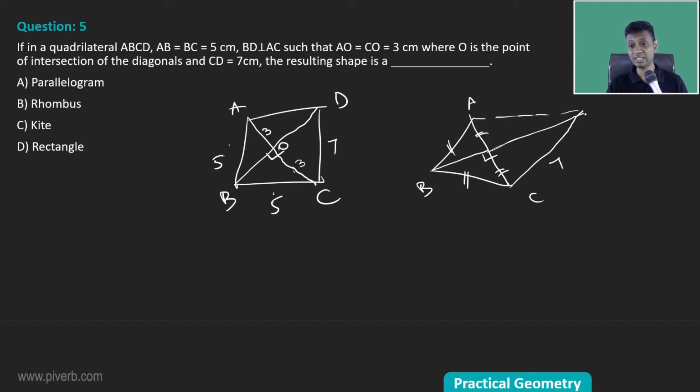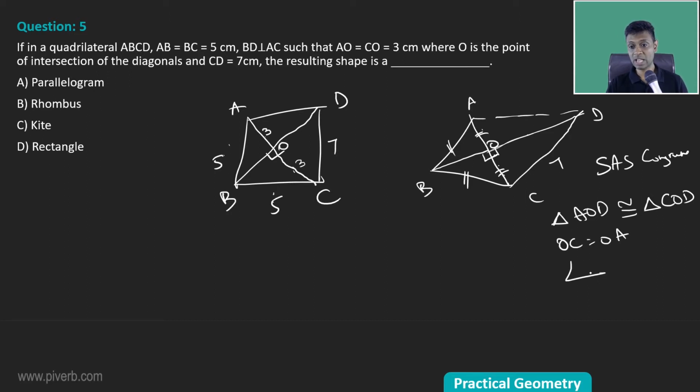So imagine triangle DAO and DOC. One angle is 90. These two are equal. OD is common. So by SAS congruence, we can say triangle AOD is congruent to triangle COD. Side angle side. OC equal to OA. Angle COD equal to angle AOD. And OD is common. So these two triangles are congruent, so we have these two are equal, these two are equal.